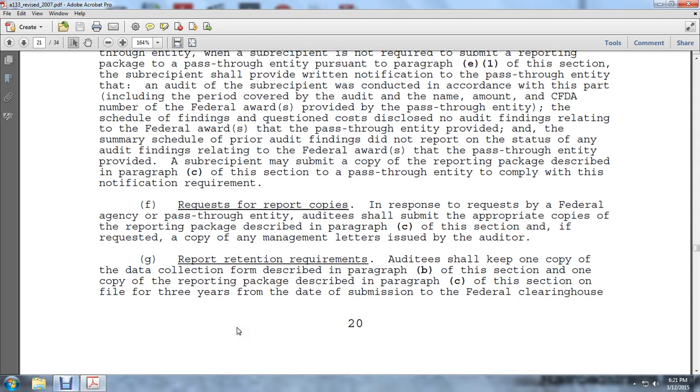In response to a request from a federal agency that passed through awards, any auditee shall submit the appropriate copies of the reporting package described in paragraph C of this section, and if requested, a copy of any management letter issued by the auditor.